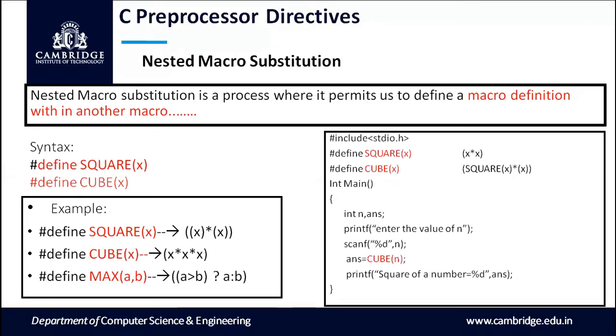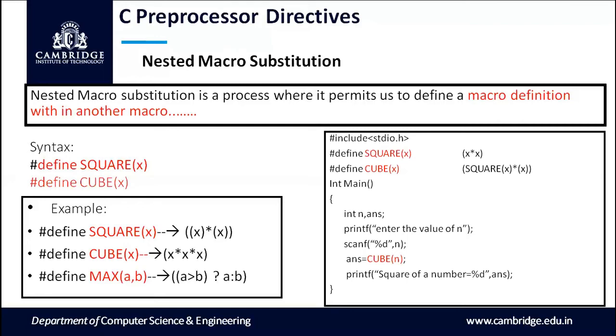So here is an example program for this. Again, I'm going to give hash include stdio.h. So here I'm going to define two preprocessor directives. That is hash define square of x. The meaning of square of x is x into x. So again, I'm going to define cube of x. The meaning of cube of x is, see here, you can observe. First there is a square of x. So for this square of x, x into x will be placed into x. Finally, you will get cube of x. So this kind of architecture, we call it nested macro substitution, where one macro is defined in another macro.